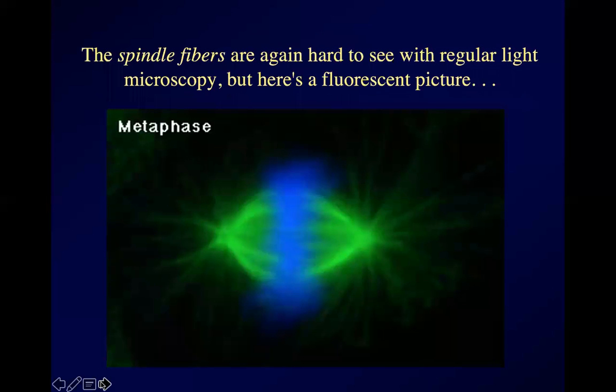And here's a fluorescent picture of what this looks like. Again, the chromosomes themselves have been stained fluorescent blue, and you can see them in the center as a blob. And then the spindle fibers are these fluorescent green star-like structures that are attaching to the chromosomes.